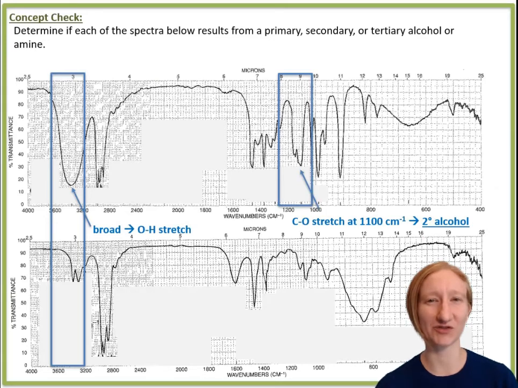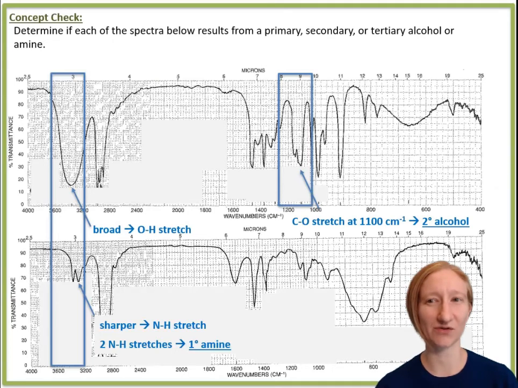In the lower spectrum, in our OH and NH stretching region, we have two short, not very intense peaks. These are NH stretching peaks. These are sharper and less broad than the OH stretching bands. Now to determine what kind of amine we have, we just count the NH stretching peaks. Here we have two, so we have a primary amine.